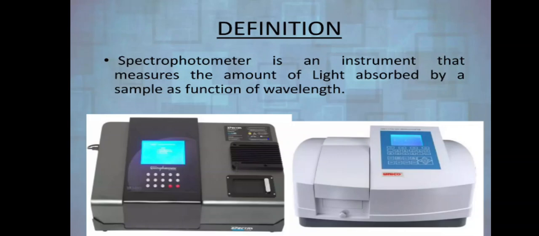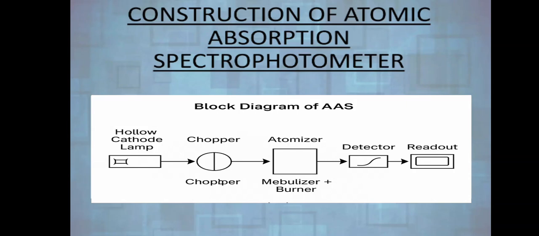Definition of spectrophotometer. A spectrophotometer is an instrument that measures the amount of light absorbed by a sample as a function of wavelength. Construction of absorption spectrophotometer. AAS includes hollow cathode lamp, chopper, atomizer, detector, and a readout unit. So this is a simple block diagram of atomic absorption spectroscopy.